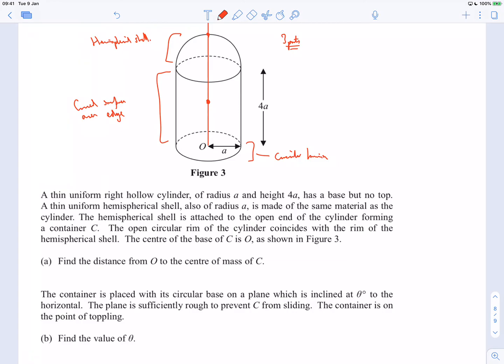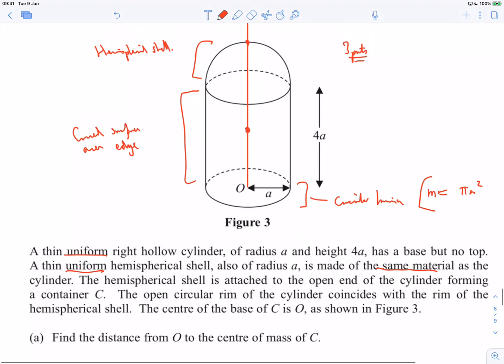So the circular lamina, that's quite easy. Its mass is just going to be pi a squared times rho, but I think it's all made of the same material and it's uniform, so you don't have to worry about rho being a factor. And the centre of mass of this, if we treat distance from O, that's just 0. It's just at O, so that's not a problem. We've done that one. Next up, the curved surface area edge. The centre of mass of it is quite easy. That's just going to be 2a from O.